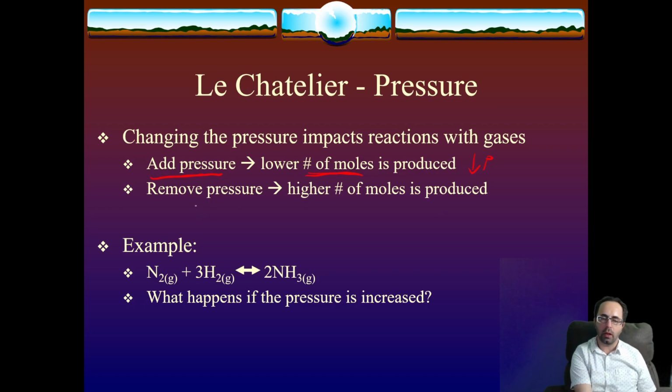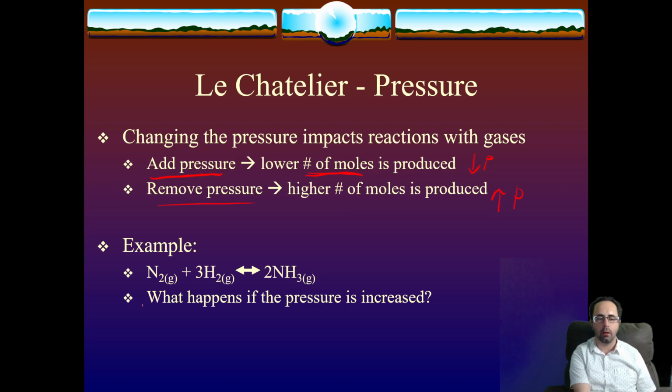If we remove pressure, let's say we just make the container bigger so the pressure is lower, then the reaction will shift in a way to increase the pressure and to recover the lower pressure that you removed. So for example here, what would happen in this reaction if we increase the pressure? Well, first we need to know which direction is going to produce more moles of gas and which will produce less moles of gas.